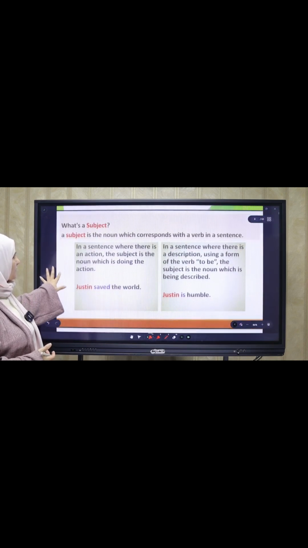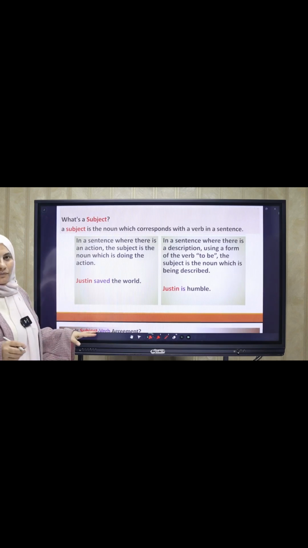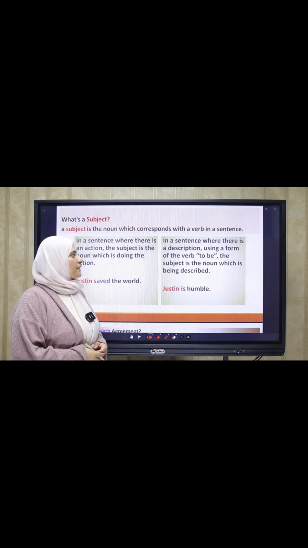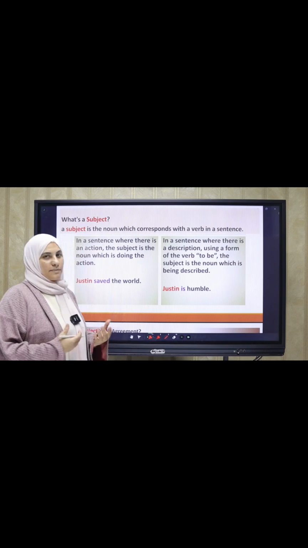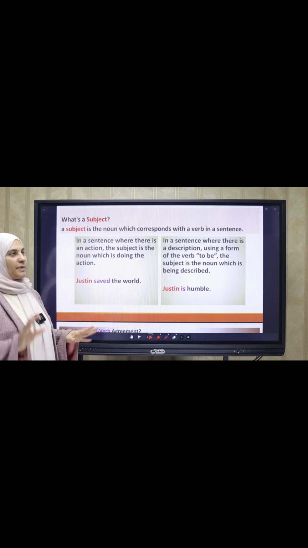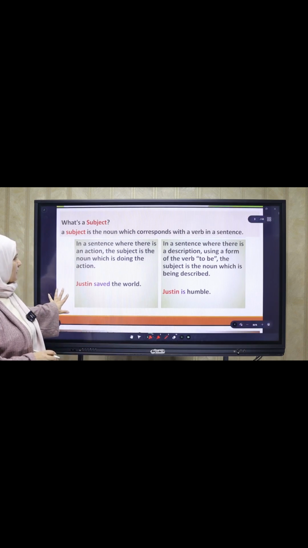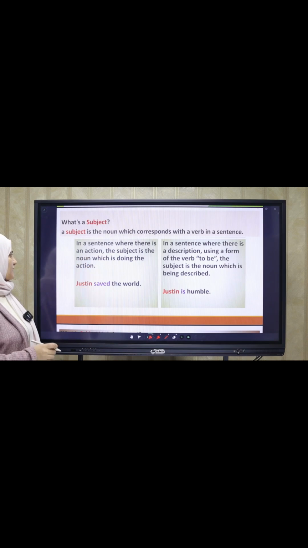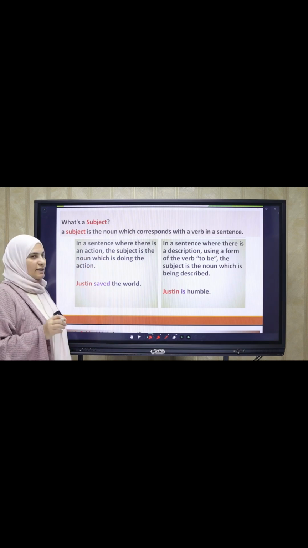Okay, let's start with defining the subject. What is a subject? A subject is the noun which corresponds with a verb in a sentence. Okay, the subject is who or what the sentence is about. Here we have an example in a sentence where there is an action. The subject is the noun which is doing the action.